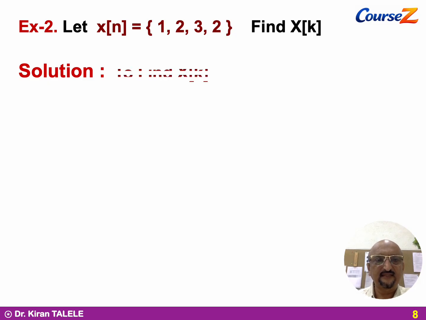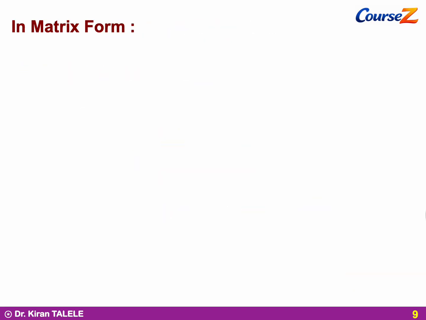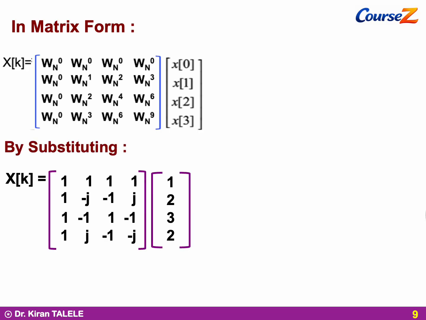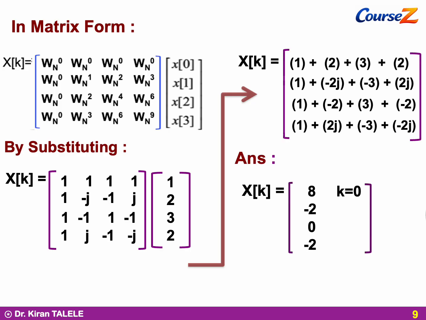Now let's take another example. x of n is 1, 2, 3, 2. By discrete Fourier transform, by the formula, convert this into matrix form, substitute values of twiddle factors, substitute values of input, row multiplied by column, matrix multiplication, and then the final answer is 8, minus 2, 0, minus 2.